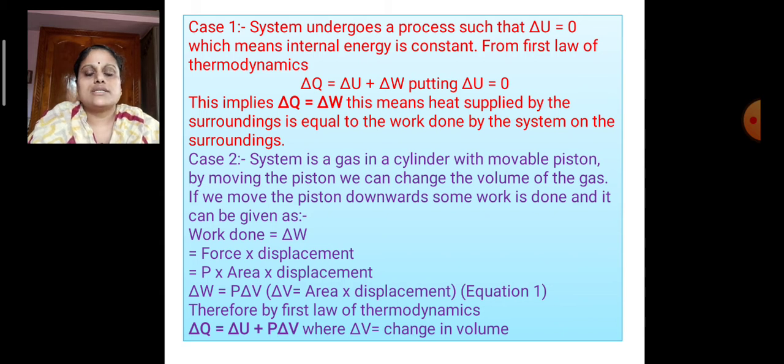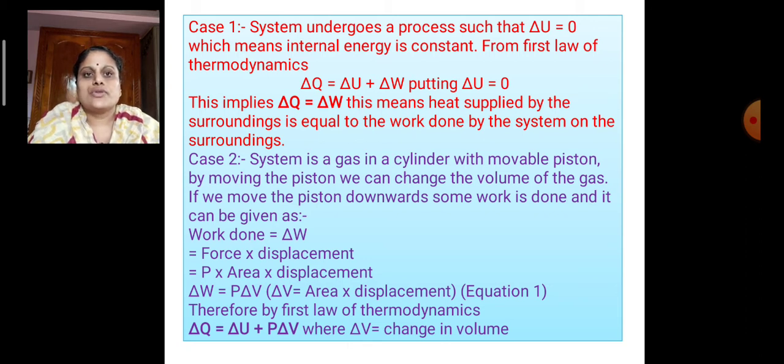Now let us discuss the two cases of the first law of thermodynamics. If the system undergoes a process such that delta U is equal to 0, that is, its internal energy is a constant, then delta Q is equal to delta W, which means that the heat supplied by the surroundings is equal to the work done by the system on the surroundings.